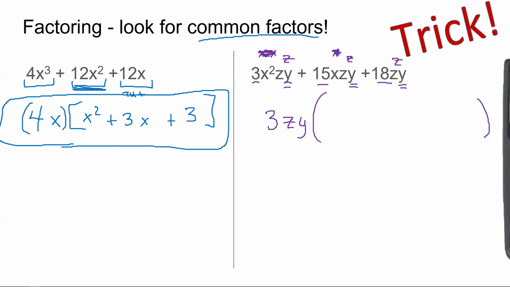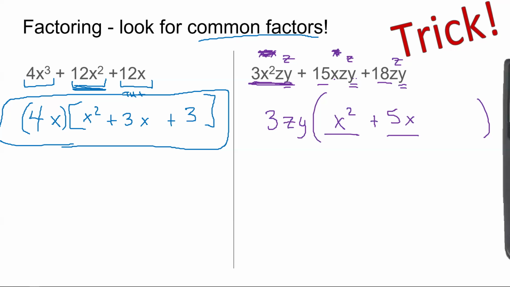Now I need something in here. This first term should multiply by 3zy to give me 3x squared zy. The part that I'm missing is the x squared, so we'll put that here. Next up, I want the second term. It's going to be positive, but I need something times 3 to give me 15. That would be a 5. I need something times zy, which gives me xzy. So I need an x there.